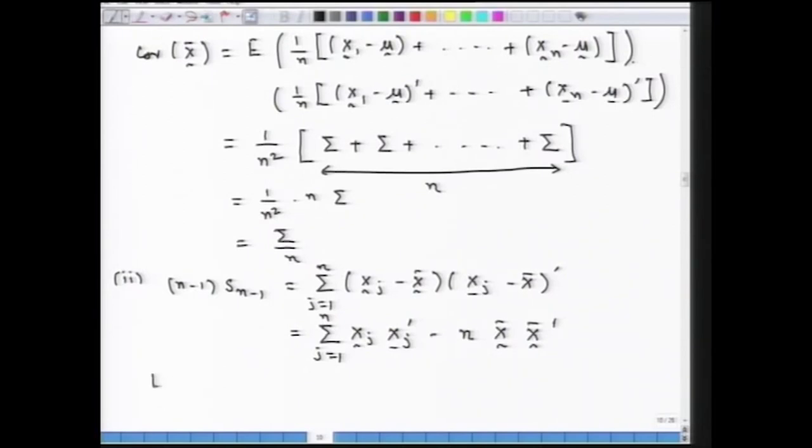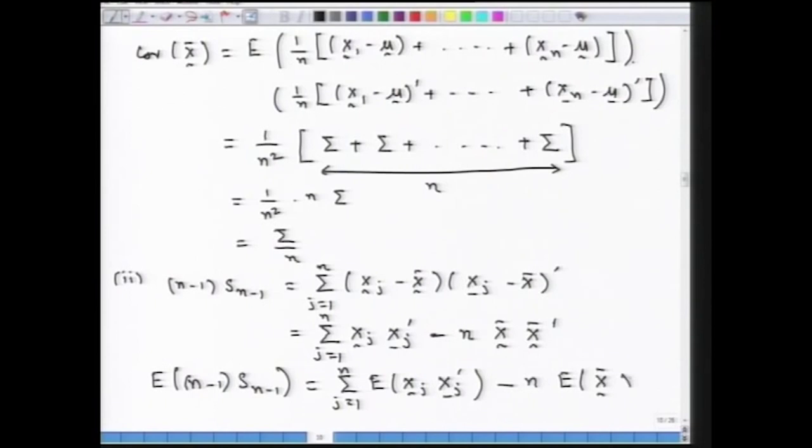Now, we look at proving the result. So, if we now look at the expectation of this (n-1) S_{n-1}, it is going to be given by the expectation of this entire quantity. So, we take expectation term by term, we will have this as the sum of expectation of x_j x_jᵀ minus n times expectation of x̄ x̄ᵀ. Let us give an equation number 1 to this, because we will be requiring this later on. So, we need to find out what those two expectations are, expectation of x_j x_jᵀ and expectation of x̄ x̄ᵀ.